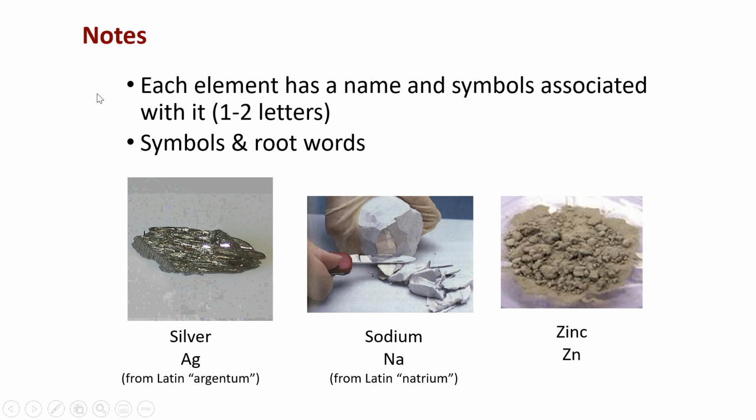Each element has a name and symbol associated with it. It could be one or two letters. And here's some examples. Zinc is Zn. So that one might make sense. Okay, zinc being Zn. Some of them might seem weird, like sodium is Na and silver is Ag. It has to do with their root word. So silver comes from the word argentum, and the Latin word for sodium was natrium. So that's why some of these symbols might not seem to match the name that we're familiar with.